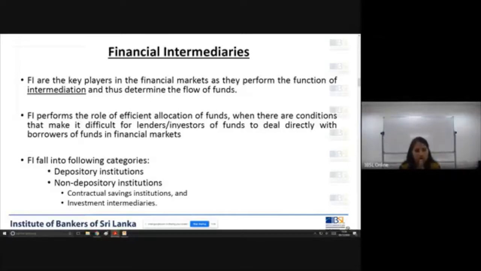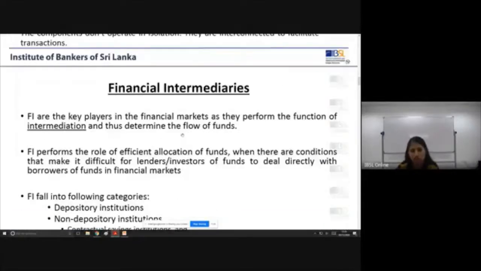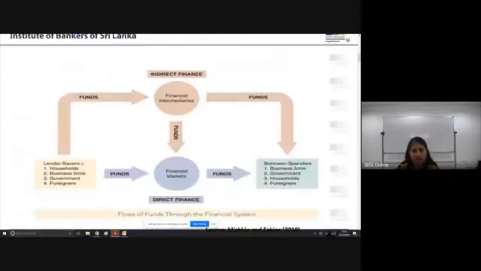Their role is simply explained in this particular point, where I say financial intermediaries perform the role of efficient allocation of funds when there are conditions that make it difficult for lenders, the investors of funds, to deal directly with the borrowers of the funds in financial markets. When they are unable to work directly in the financial markets, it is the financial intermediary that helps the different interests get coordinated. Let's see what those different interests are as well.